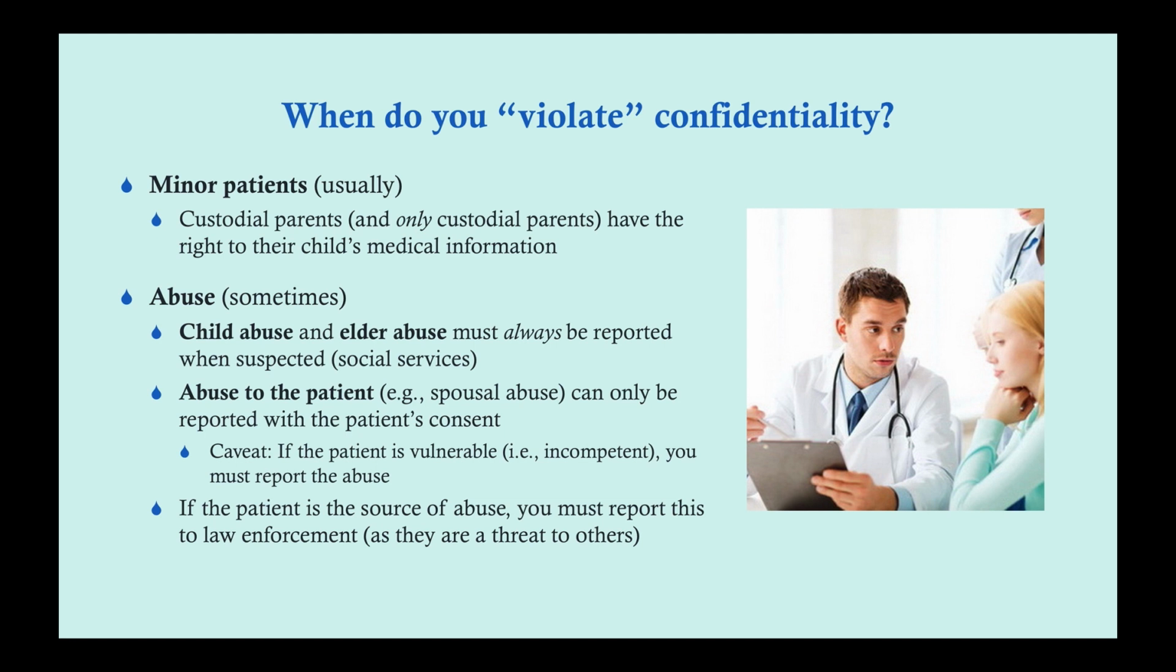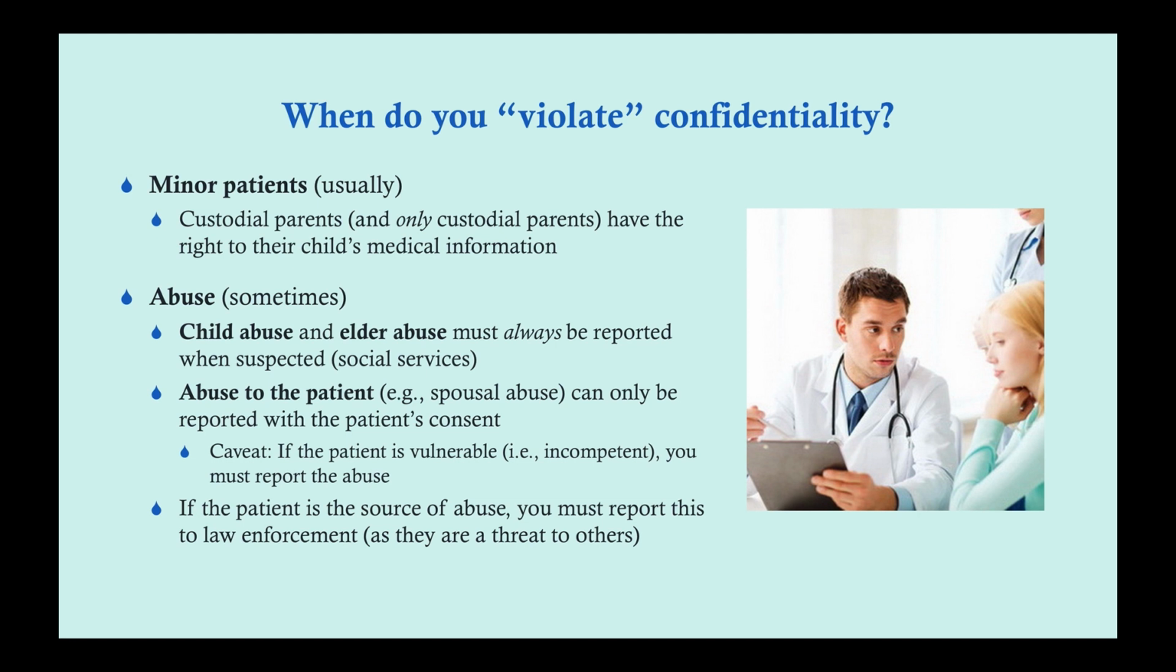And then abuse. This is a sometimes. Now, there are 3 cases of abuse which you'll always report, and then there's one that you can only report with consent. So child abuse and elder abuse always have to be reported when it's just suspected. Even if you don't have conclusive evidence, you always need to report it when it's suspected. And typically you'll get in touch with social services at your hospital and they will take care of this stuff.